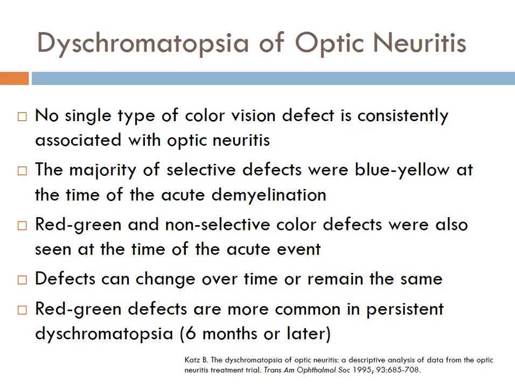What's key about optic neuritis is that at the time of the acute demyelination, when they got that first attack, most of the time the defects were blue, yellow. After that, and it seems like it's about 6 months, the nerve kind of recovers and some stuff gets better. And then if you measure their color vision again, a lot of times it'll be different 6 or more months later and turn into a red-green defect, but it might be the same because remember, there's no rules.